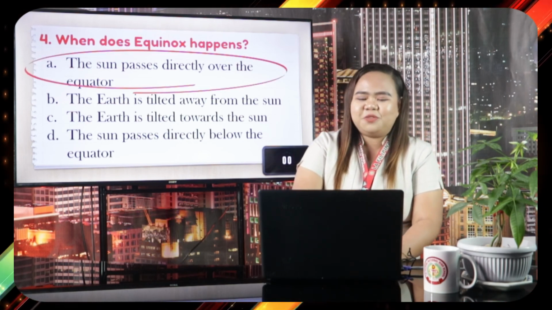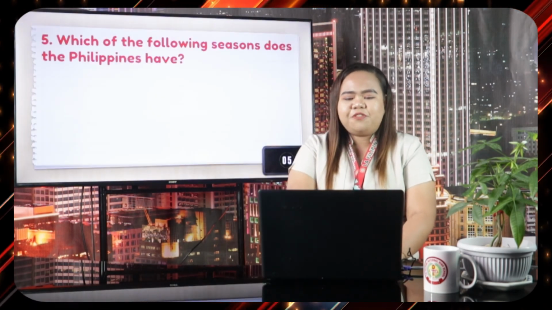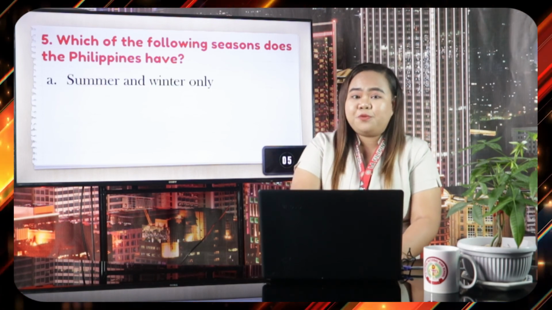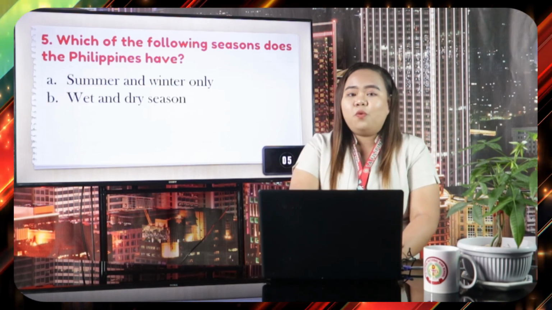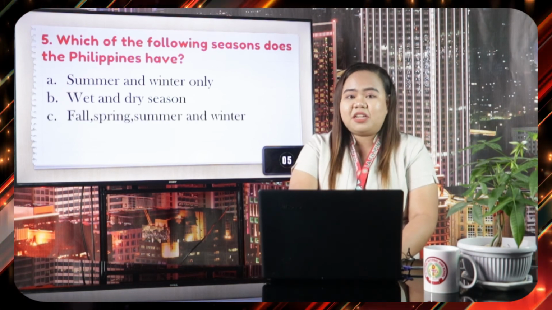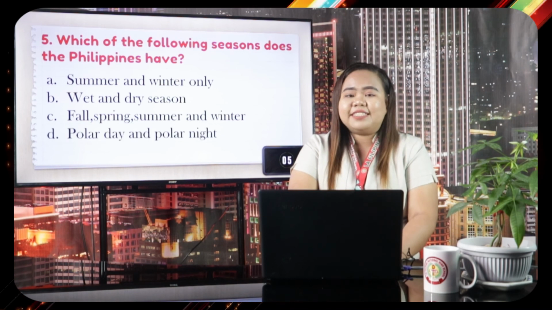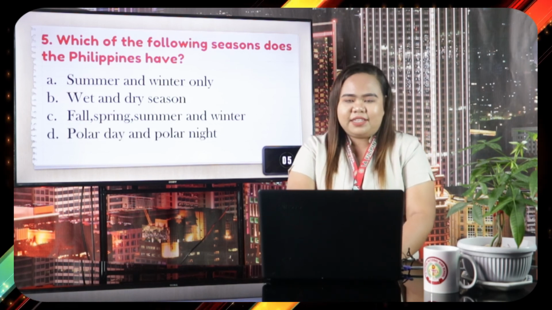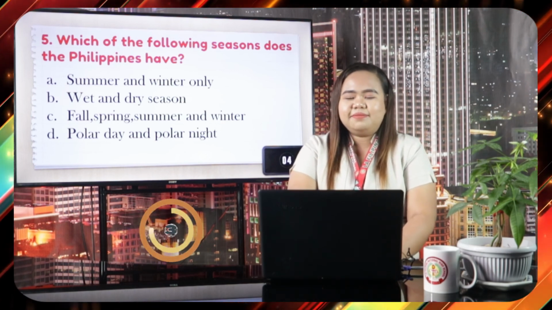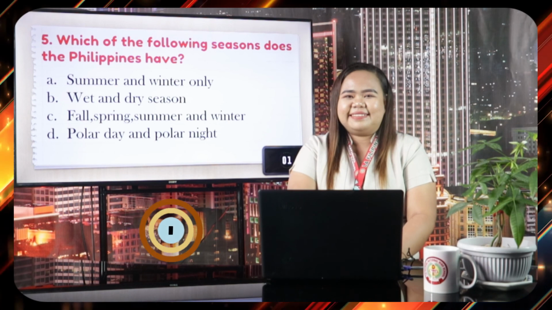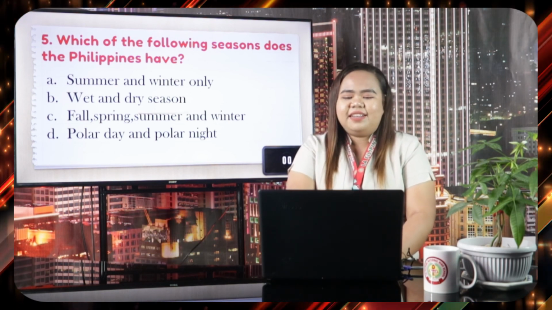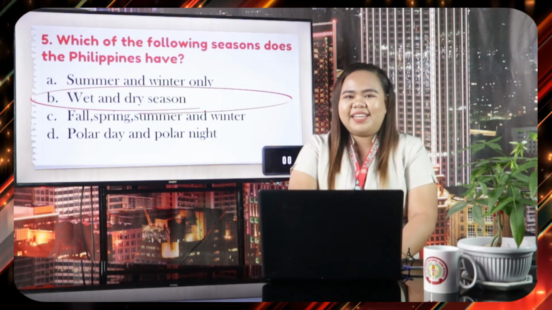Now let's have the last one. Which of the following seasons does the Philippines have? A. Summer and winter only. B. Wet and dry season. C. Fall, spring, summer, and winter. Or letter D. Polar day and polar night. Your 5 seconds starts now. Okay, the answer is letter B, wet and dry season.